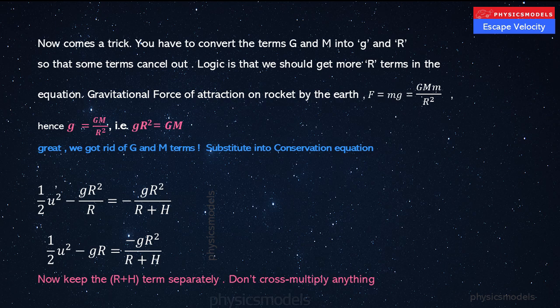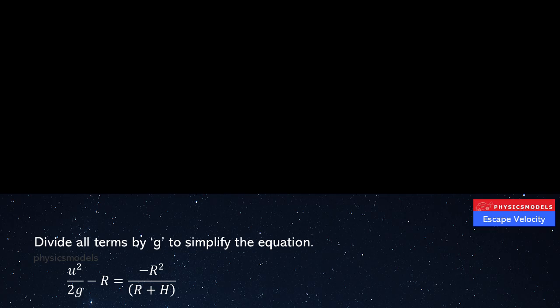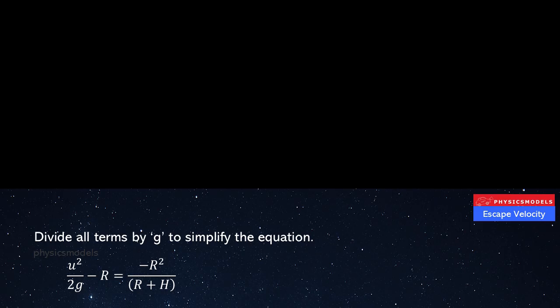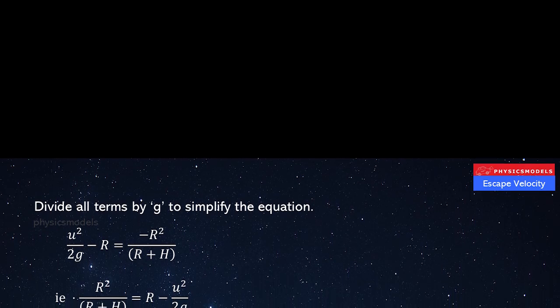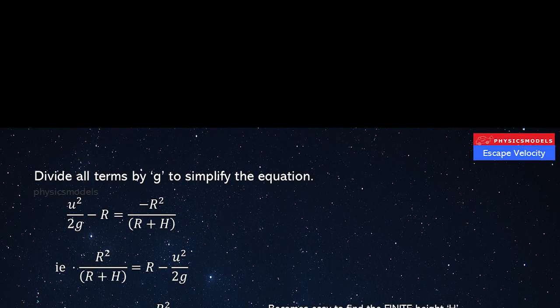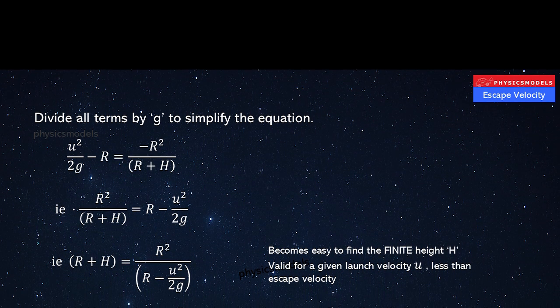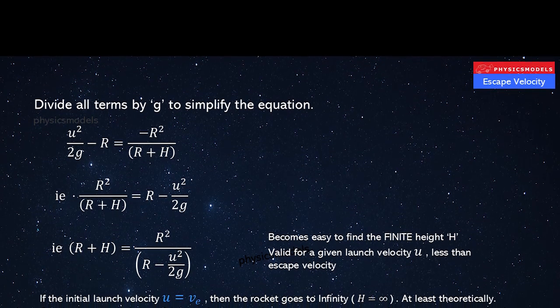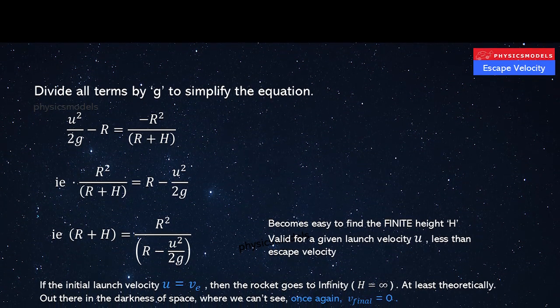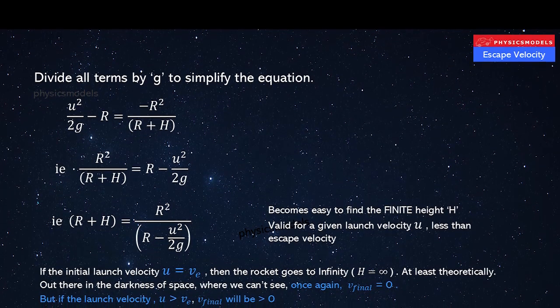Still, we haven't got something clean for r plus h, which we should. But now don't cross multiply anything. Divide all the terms by small g, the acceleration due to gravity. And massaging all these terms, we get r plus h separately as equal to r squared divided by r minus u squared by 2g. This is a straightforward way to find height h, because r is usually known in all the numericals and u is usually given.